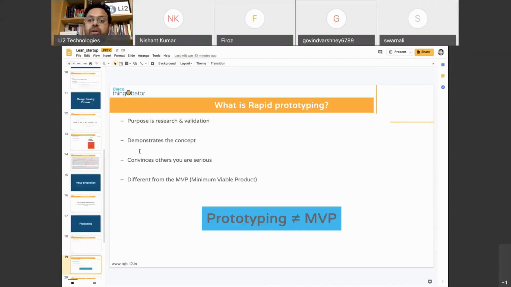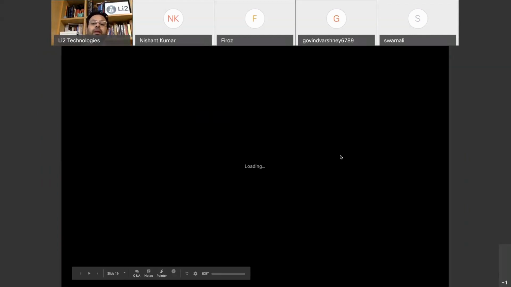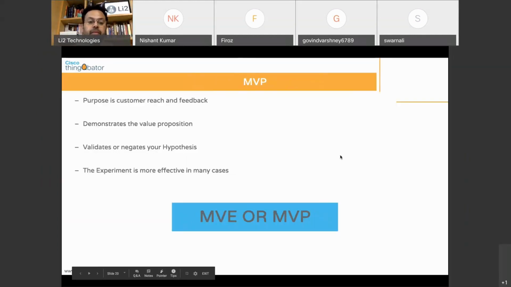I'm going to highlight that in a little more detail, especially in this case of Nishant's project that we are talking about here. We don't even need an MVP, right? The experiment is more effective in many cases. So in your case, you don't even need to build a viable product. You just need to do a minimum viable experiment. It costs virtually 0 rupees. This is an experiment where you go and hit out.